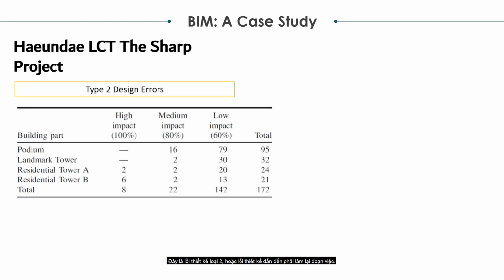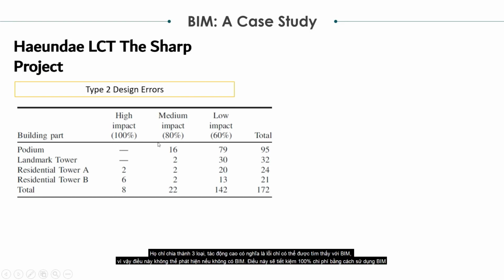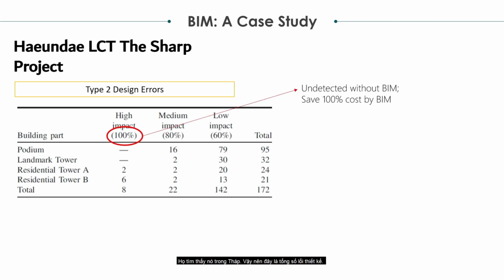And this is the design errors of type 2, or the design errors that lead to rework. We can see here high impact, medium impact, and low impact, they just divided into 3 types. High impact means that the error can only be found with BIM, so this is undetected without BIM. So this will save 100% of the cost by using BIM. They found it in the tower, like this one. So this is the total number of the design errors.